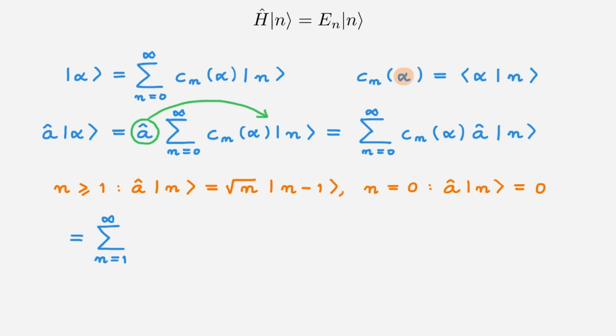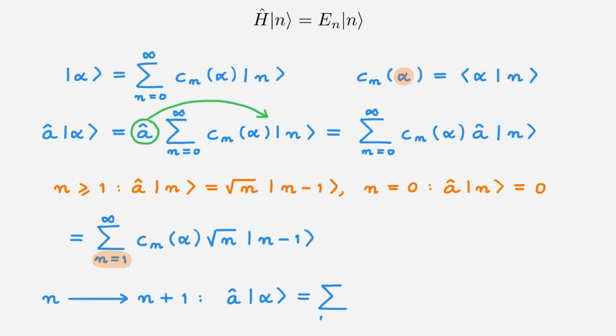a sum over the expansion coefficients, square root of n, and the energy eigenstate n minus 1. Note that the sum now starts at n equals 1 because we've killed the state at n equals 0. But n is just the index of the sum, so it is a dummy index and we can replace n by n plus 1. To conclude that A acting on alpha is equal to this expansion where the sum again starts at n equals 0.